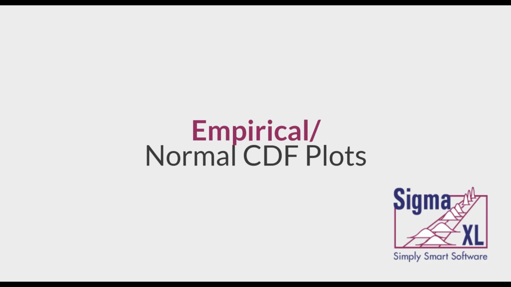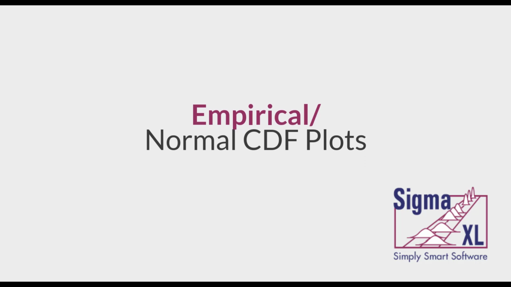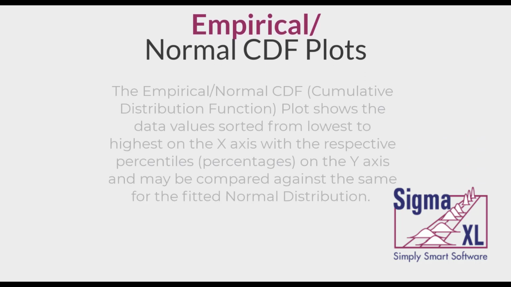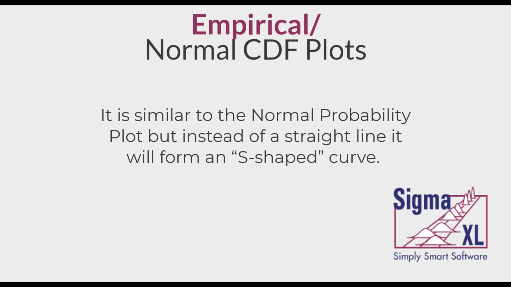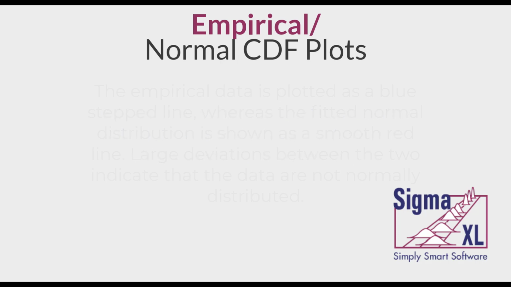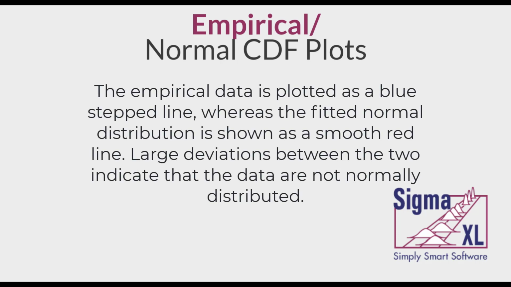In this video, we demonstrate the use of empirical normal CDF plots in SigmaXL. The empirical normal CDF, or cumulative distribution function plot, shows the data values sorted from lowest to highest on the x-axis with the respective percentages on the y-axis, and may be compared against the same for the fitted normal distribution. It is similar to the normal probability plot, but instead of a straight line, it will form an S-shaped curve. The empirical data is plotted as a blue stepped line, whereas the fitted normal distribution is shown as a smooth red line. Large deviations between the two indicate that the data are not normally distributed.